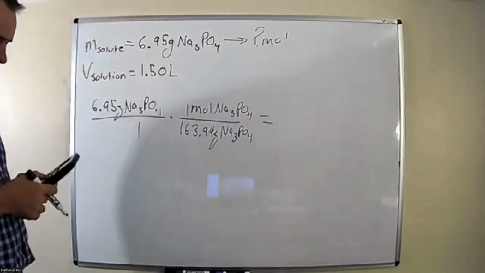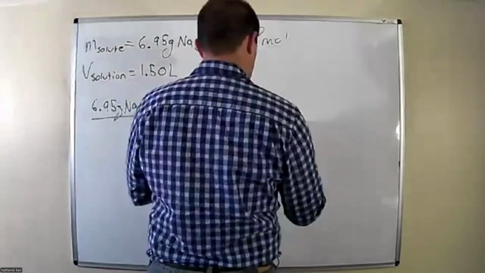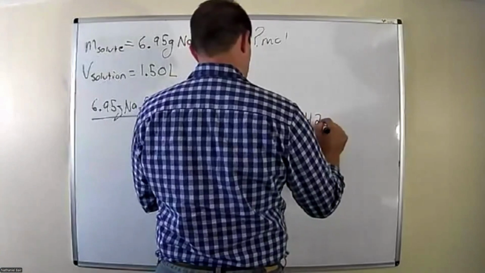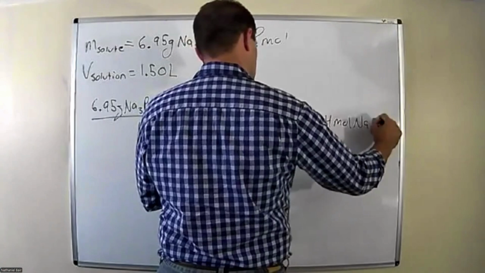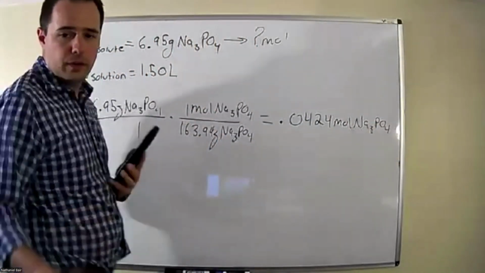So 6.95 divided by that. That's in 3 sig figs. We'll end with 3 sig figs. That's a leading zero, doesn't count. 0.0424 moles of sodium phosphate. So that's going to be my numerator here.